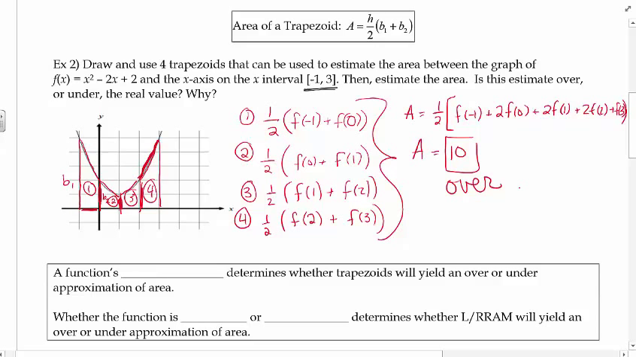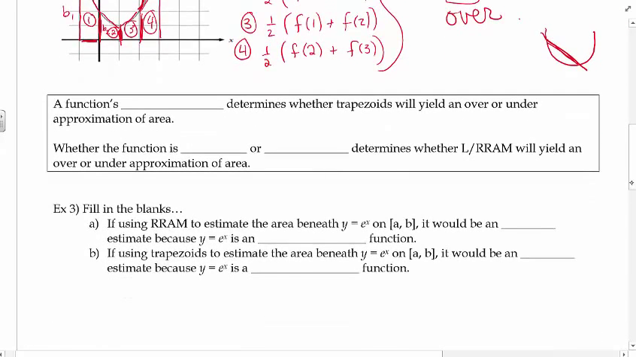Why? Well, because of how the parabola bends. If something bends like this, and I connect it with a straight line, the straight line is going to go over the top because it's concave up. A function's concavity determines whether trapezoids will yield an over or an under approximation of the area. So if you want to determine whether trapezoids are over or under, you have to look at the concavity of the function. If you want to look at L or R RAM and see if they're over or under, it's whether the function is increasing or decreasing that determines that.